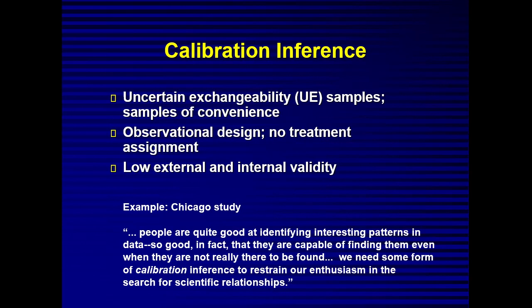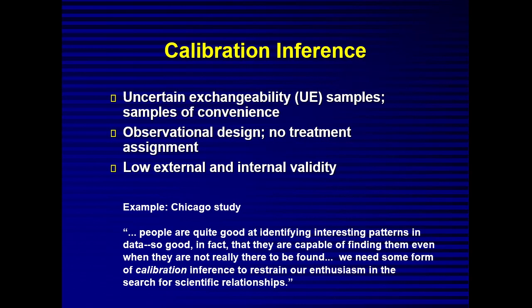And when we have uncertain exchangeability, i.e. convenience samples, when we have an observational design, that is, no randomization to conditions, we can't do either. So maybe we can't make inferences. Draper suggests that we should still look at our inferential results, but refer to it as calibration inference. That is, when we look at our p-values and our confidence intervals, these are not giving us anything about population parameters or about cause and effect size. But nonetheless, they are curbing our enthusiasm.